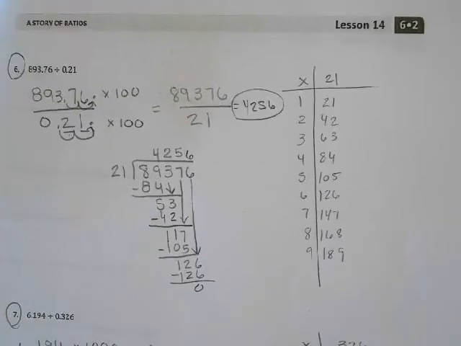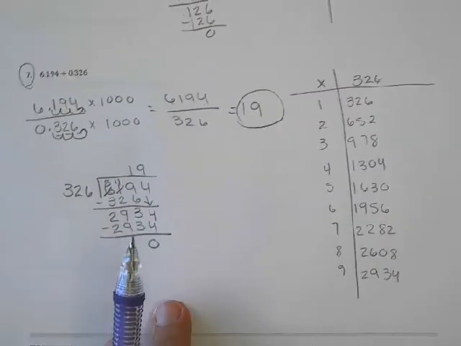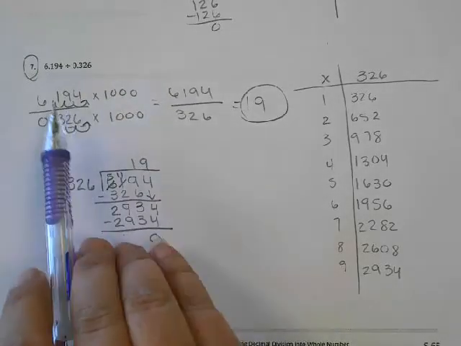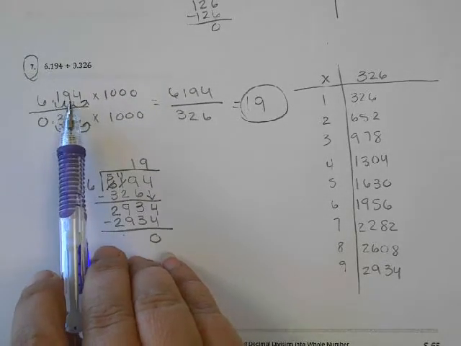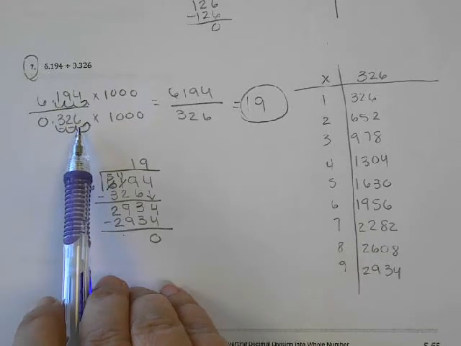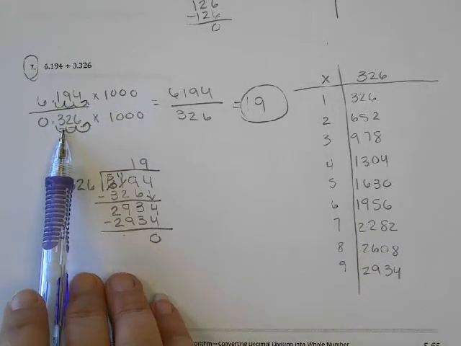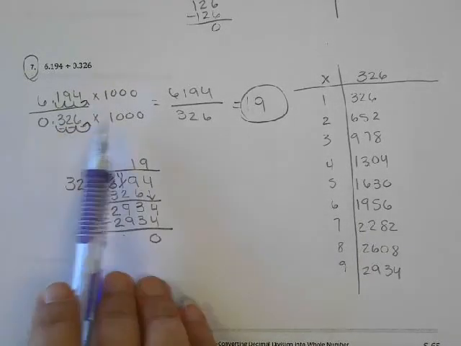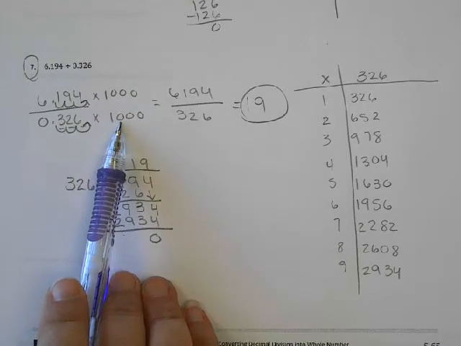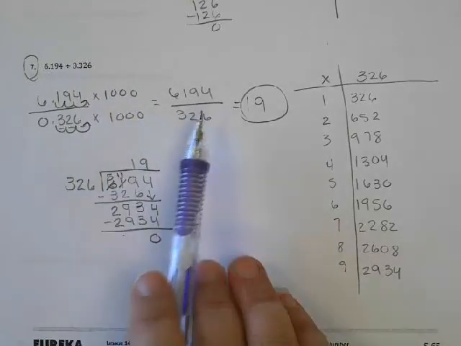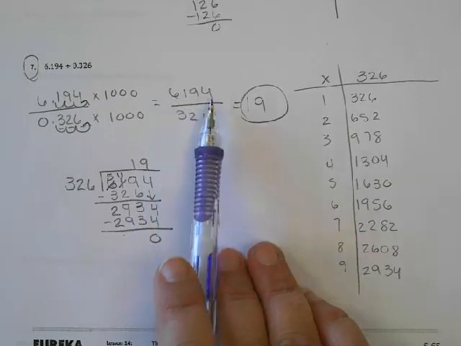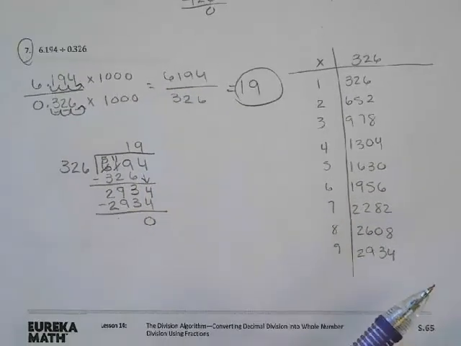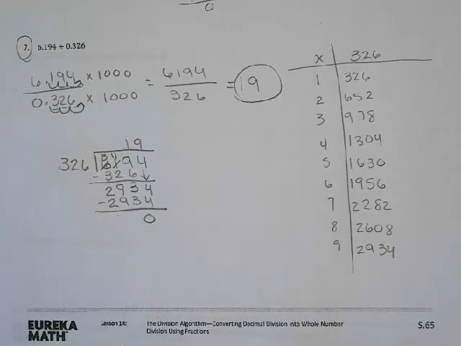Okay, let's go on to number 7. For number 7, you should have put 6 and 194 thousandths over 326 thousandths. Because in your denominator there are 3 digits behind the decimal, you should have multiplied by 1,000 both the numerator and denominator, which should have given you 6,194 divided by 326. And if you divide that out, you would get the quotient of 19. And again, I will give you time to pause the video to check your work for that.